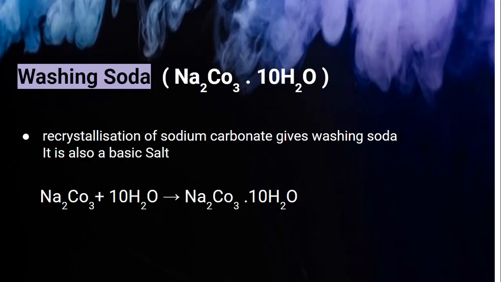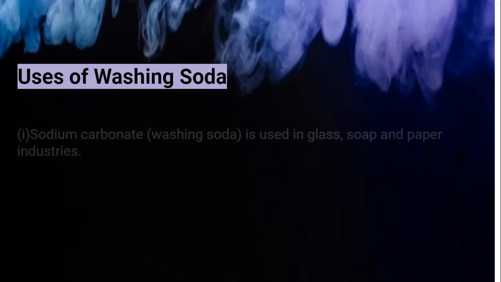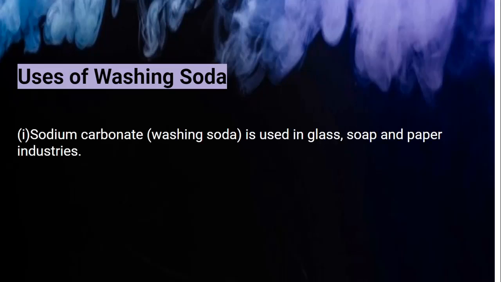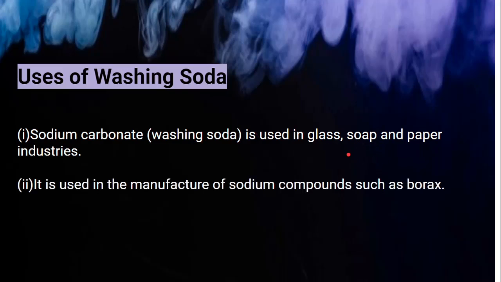Sodium carbonate and sodium hydrogen carbonate are useful chemicals for many industrial processes as well. Now let us see the uses of washing soda. Sodium carbonate, which means washing soda, is used in glass, soap, and paper industries. It is used in the manufacture of sodium compounds such as borax.